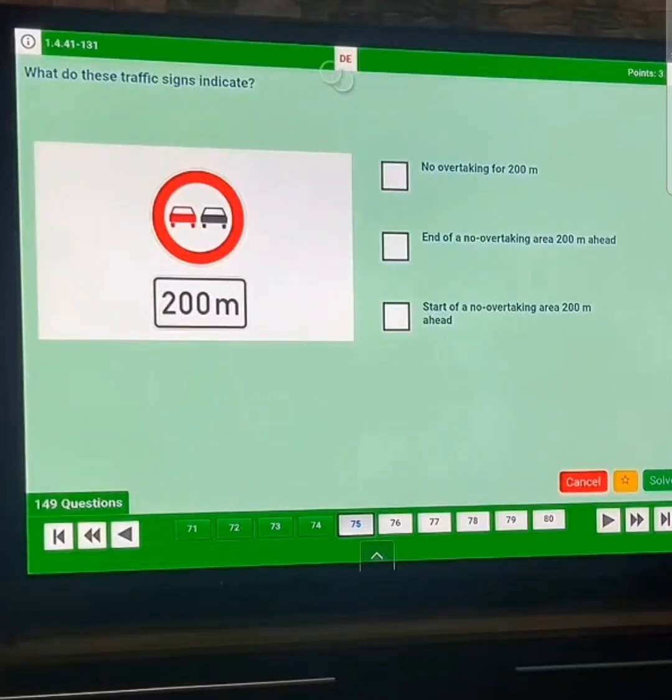What do these traffic signs indicate? No overtaking for 200 meters. The end of no overtaking area 200 meters ahead. A start of no overtaking area 200 meters ahead.